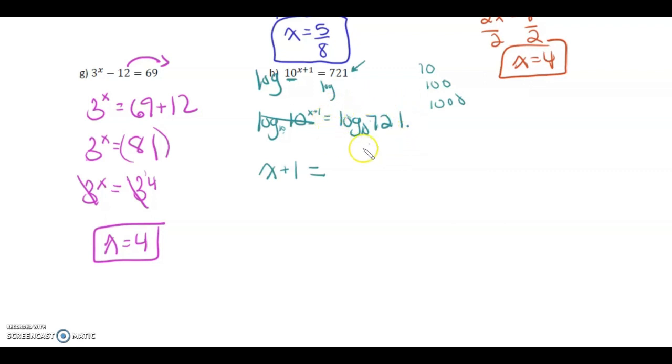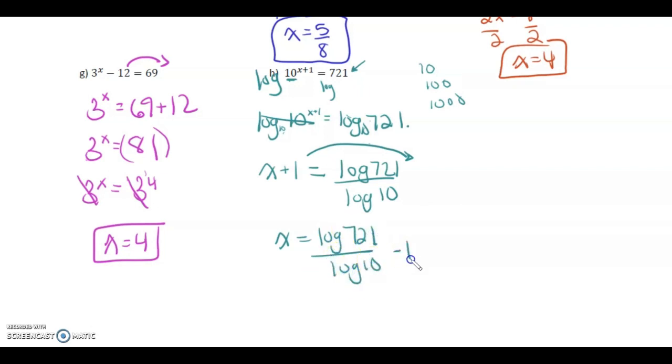Now, we need to know what number this actually is, and we're going to get probably an ugly fraction. So we can do log 721 over log of 10, and that's the change of base formula. Okay, if you want to check it, we get an ugly decimal, so we can just leave it like that and bring over the 1. I get x equals log of 721 over log of 10 minus 1.